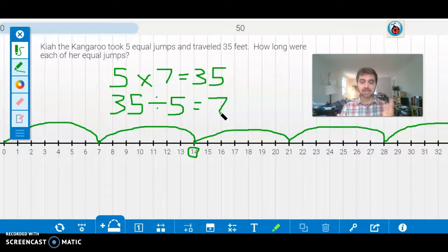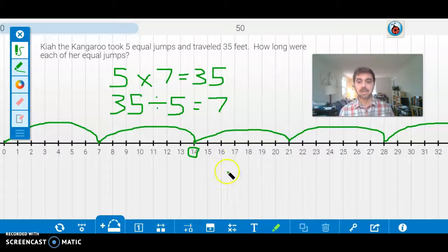Okay, so it's similar to yesterday, but it's different, right? Different today because we don't know how many jumps she took. We do know, Mr. McAndrew, get your head on straight. We know how many jumps she took, but we don't know how long they were. But we just figured it out using the number line, all right?